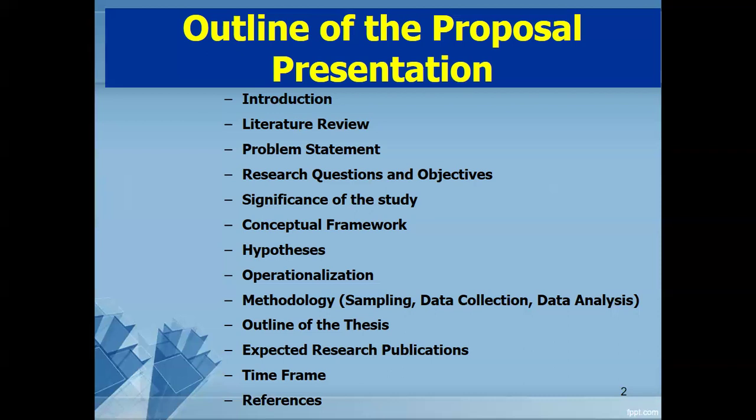And then we have to highlight the outline of the thesis. What does the outline of the thesis mean? This is just the research proposal presentation, and during the scheduled time period, you have to compile your thesis. So what are the components? What should be the first chapter? What should be the second chapter, and so on? You have to outline the chapters of the thesis, and then the expected research publications. Once you complete this research, you can publish it, and you have to highlight what the expected research publications are based on this research study.